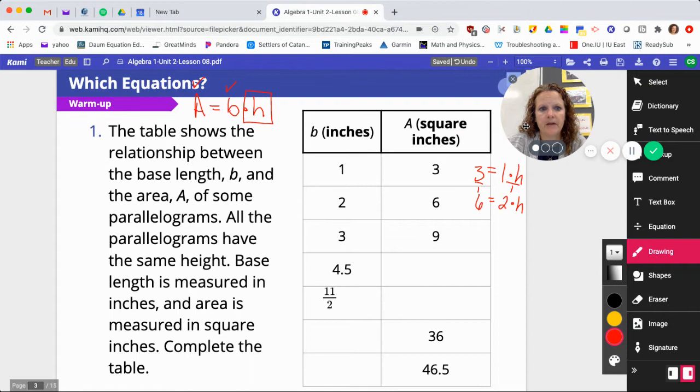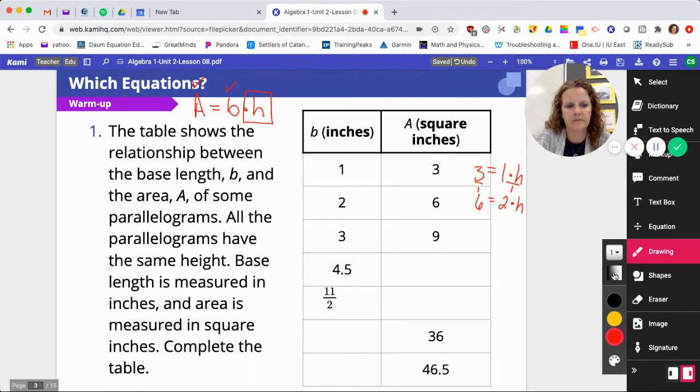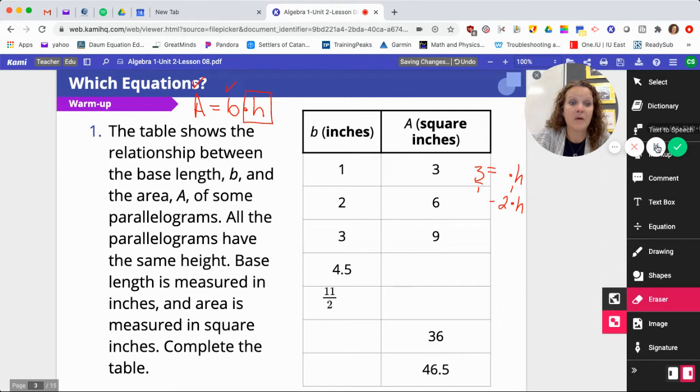Ooh, sorry, I grabbed my head. Let's do this. Okay, I'm pausing to erase. I don't know why erasing is so hard.